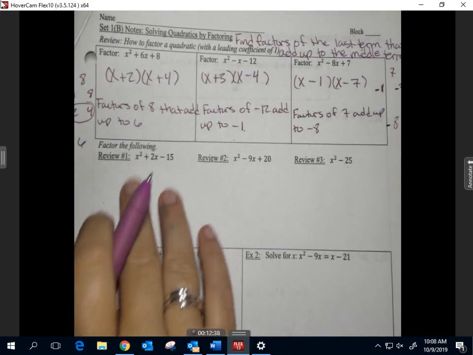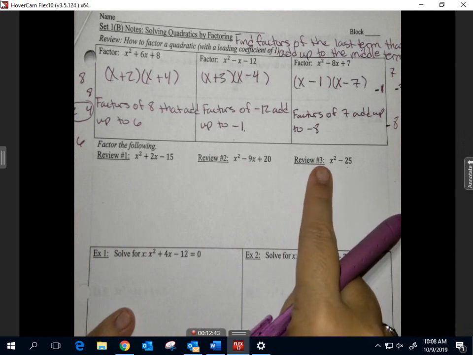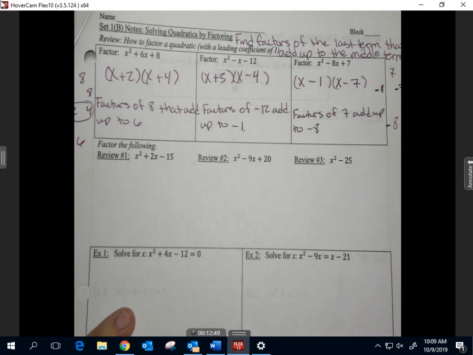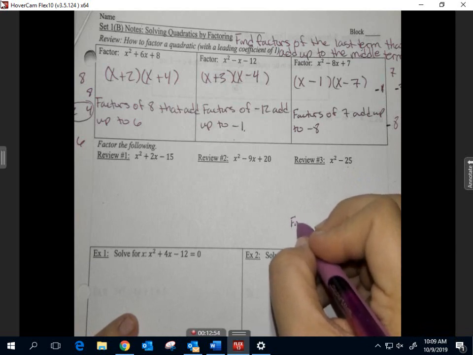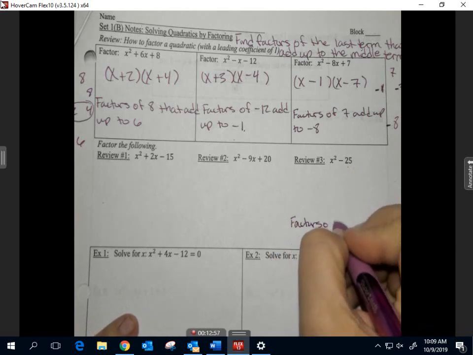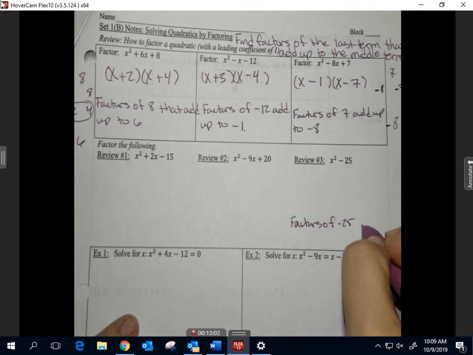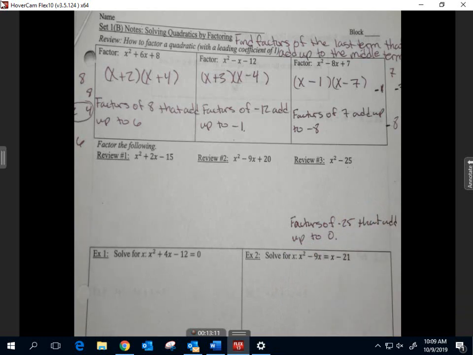So I'm going to have you do these next 3 on your own. But look at number 3. It says x squared minus 25. So tell me something. I'm going to write it down here. We are looking for factors of, what are we looking for? Factors of 25, negative 25 that add up to 0. Oh, yeah, because it's missing that x. It doesn't have that middle term, right? So it doesn't have x. X is always our middle term.